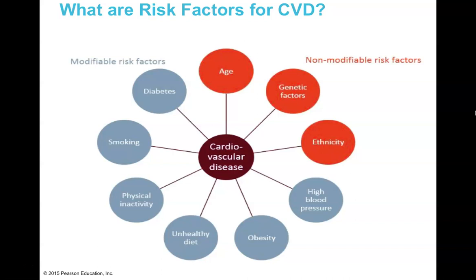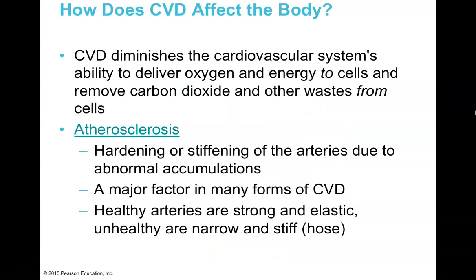So there are many risk factors that you can change, a few that you cannot. So how does it affect our body? Well, on a basic level, it impacts our ability to deliver oxygen to everywhere and to remove carbon dioxide. So if we can't get oxygen, our tissues and cells cannot work effectively. And ultimately, if this gets really bad, the tissues and cells can die. And getting carbon dioxide, which is a waste product, out is equally as important.